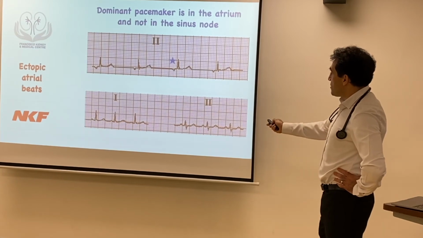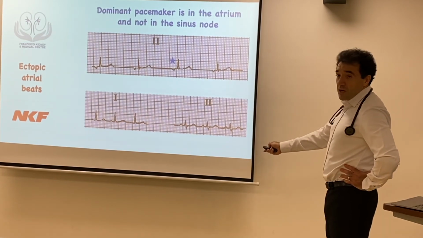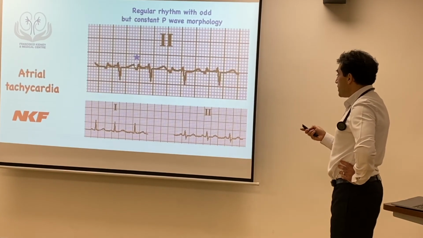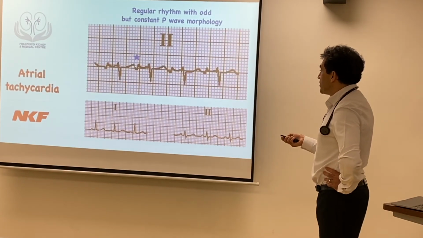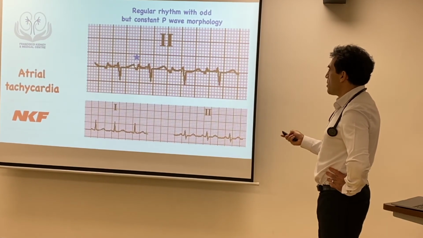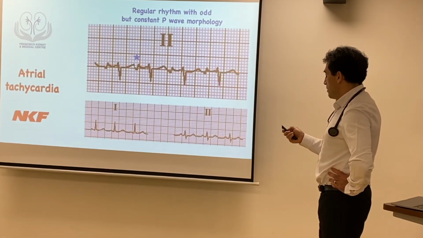You can see the difference in how the P waves are in the two. So it's different. Atrial tachycardia: there is tachycardia, and also the P waves are not like a normal P wave. It's a different shape.